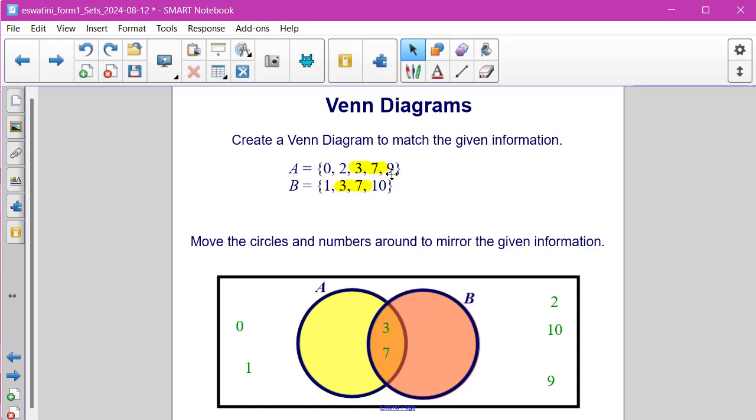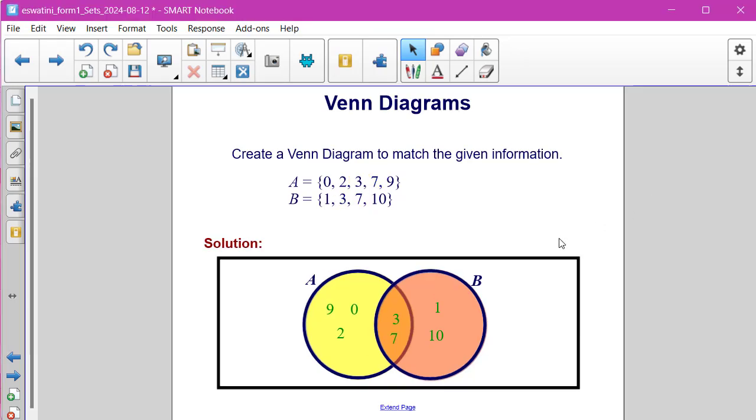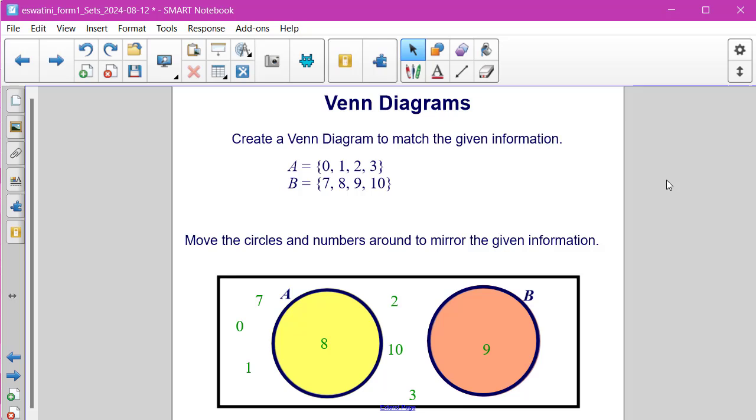And now we can place the remaining elements in their respective circles. So set A also contains a 0 and a 2 and a 9. And set B consists of an extra 1 and a 10. So here we see all of set A are 0, 2, 3, 7, and 9, and set B contains all the elements 1, 3, 7, and 10. And here's the solution to this Venn diagram construction example, and it does resemble the solution that we found when we worked this out.